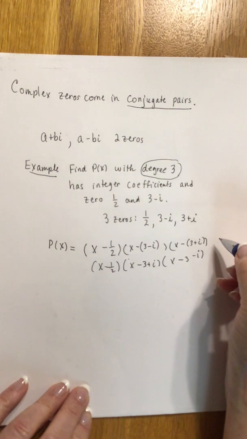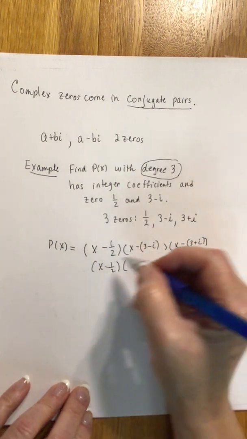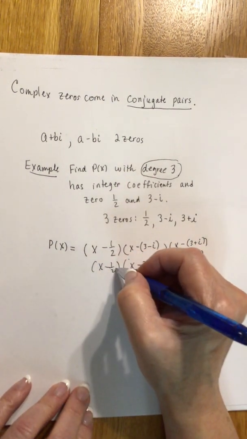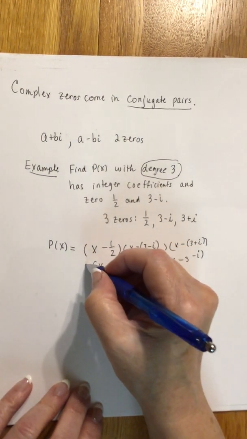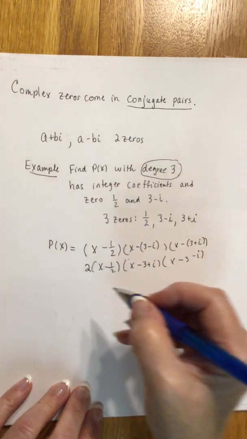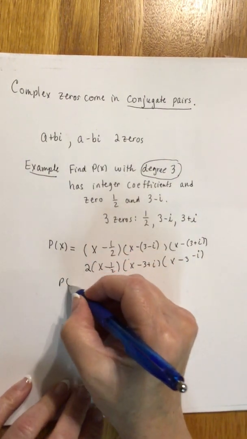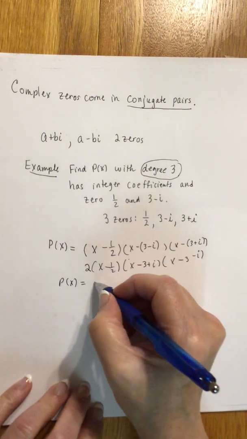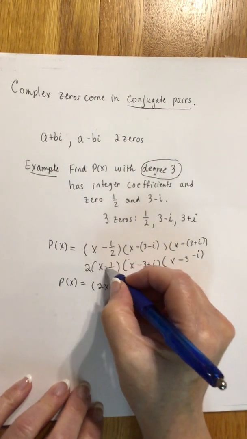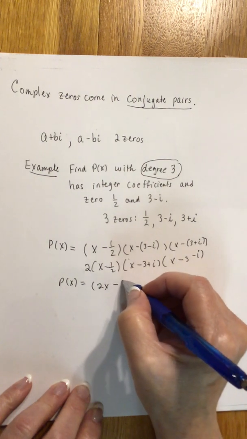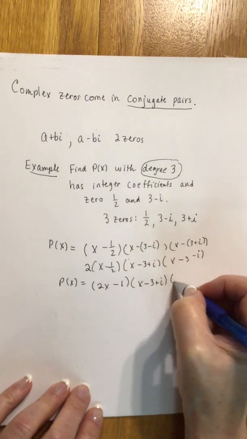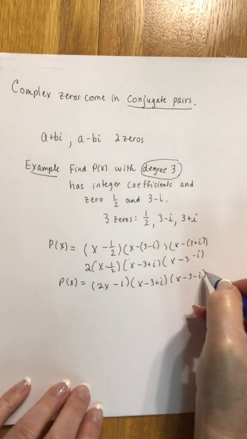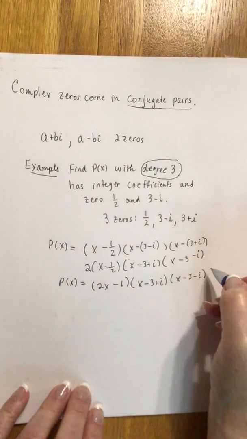Now, one of the things that it says is that it has integer coefficients. So in order for it to have integer coefficients, we're going to put a number on the front here that's going to make that 2 go from a fraction into an integer. So I'm going to let this number in front be a 2. When I distribute that 2 in, 2 times x gives me 2x, and negative 2 times 1/2 gives me a 1. So this would be my factored form.